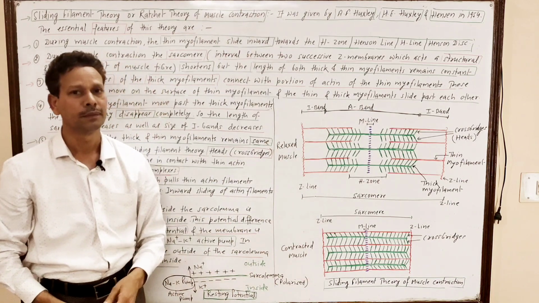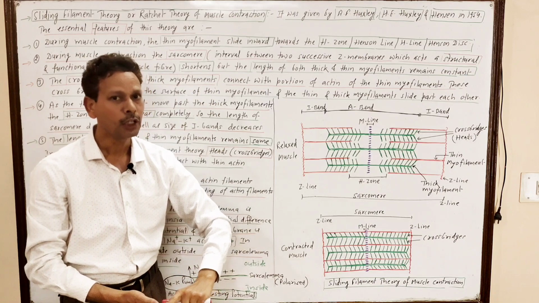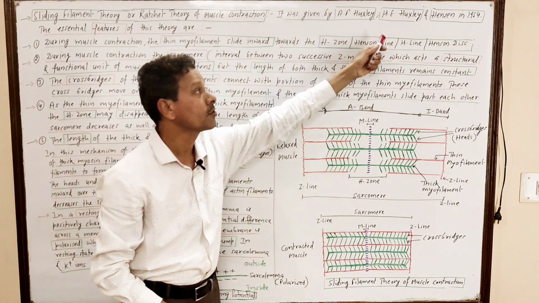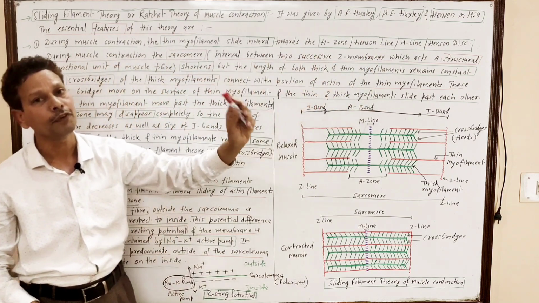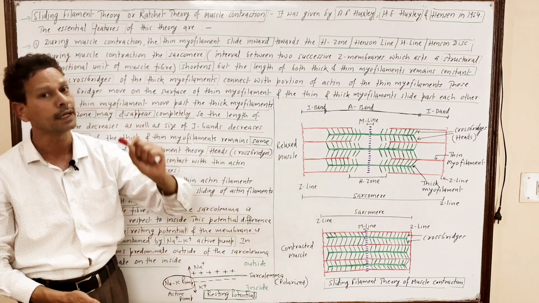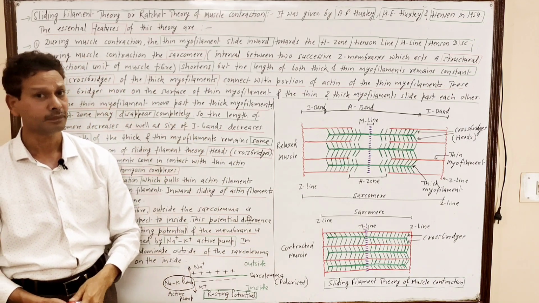This is all about the sarcomere and the sliding filament theory of muscle contraction, given by Huxley and Hansen in 1954. It is a very important topic for all competitive exams and, dear students, the BSc final exam topic.